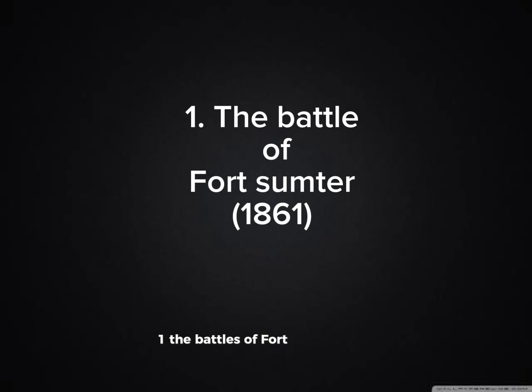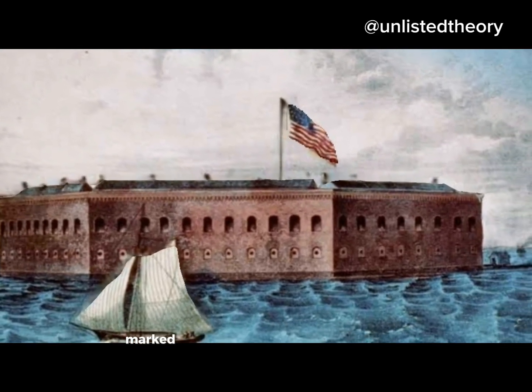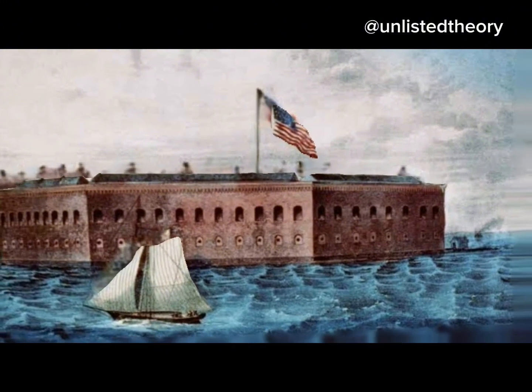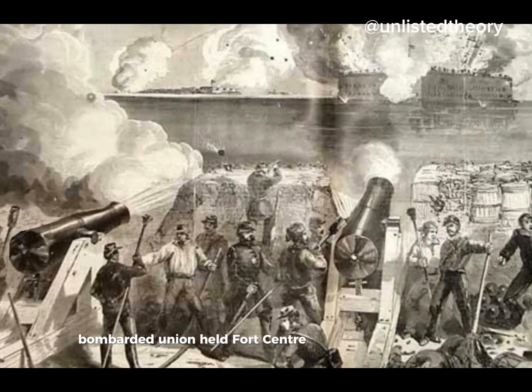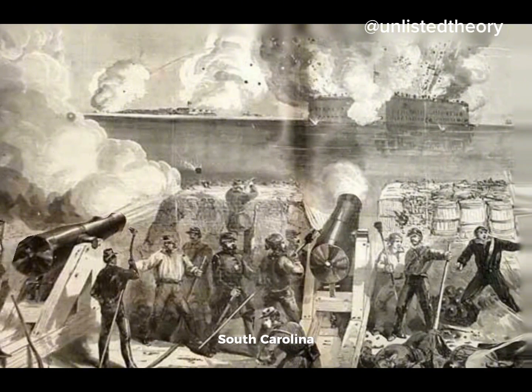The Battle of Fort Sumter, 1861. The Battle of Fort Sumter marked the start of the American Civil War. It began on April 12, 1861, when Confederate forces, led by General P.G.T. Beauregard, bombarded Union-held Fort Sumter in Charleston Harbor, South Carolina.